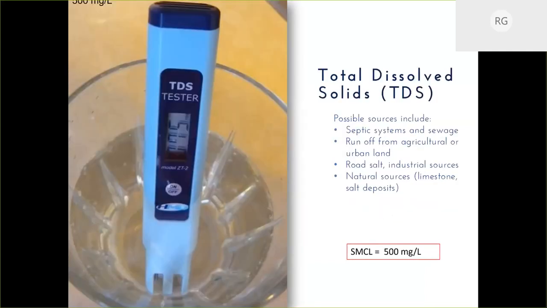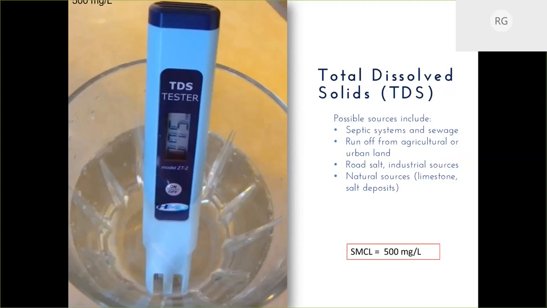So now we're moving to these secondary contaminants. Again, these are contaminants that don't pose a human health risk. They're more of a nuisance. So total dissolved solids, or TDS, is a general indicator of water quality. It's measuring all dissolved impurities that are very small in size, less than 2 micrometers in diameter.